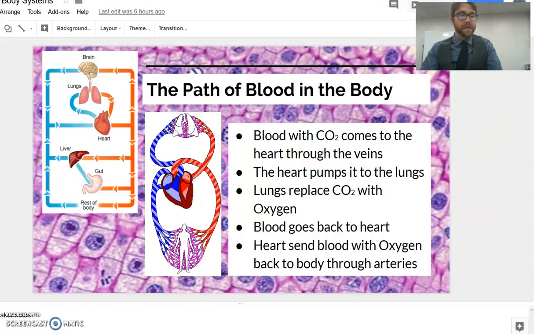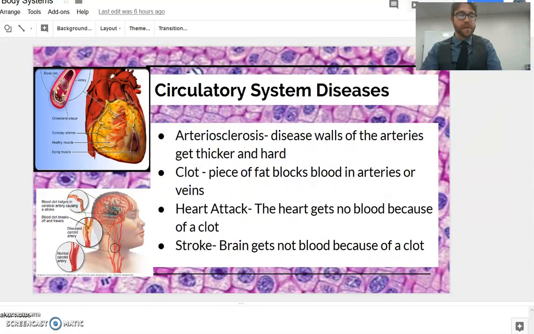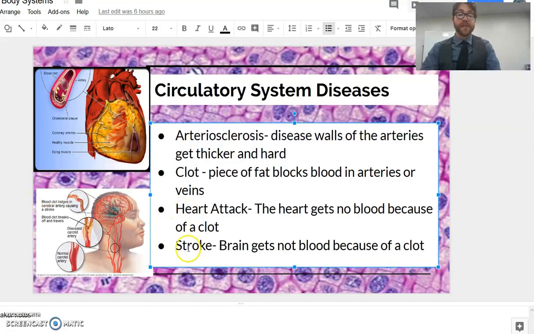All right. Finally, what we need to talk about are some heart diseases. So, arteriosclerosis is when we have diseased walls. In this case, arteries become thicker and harder, easier to break. They're not good at transporting blood anymore. Then we also have heart attack and strokes.